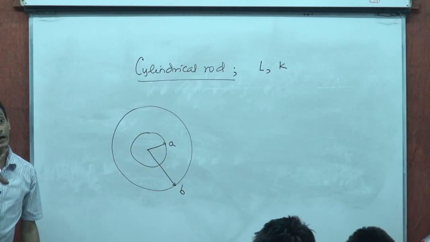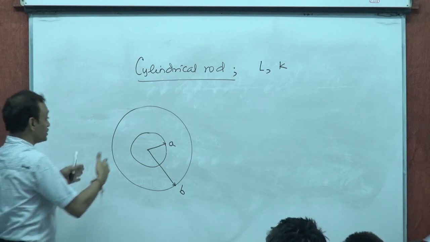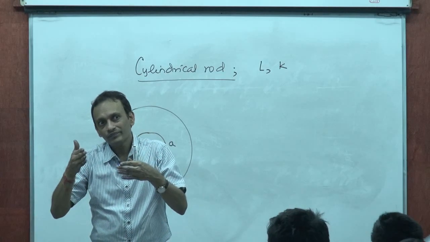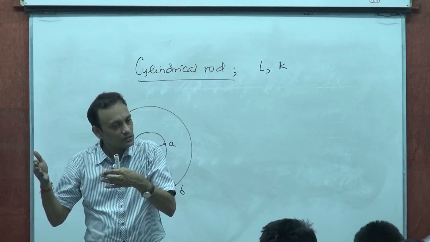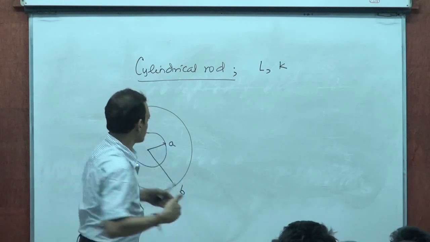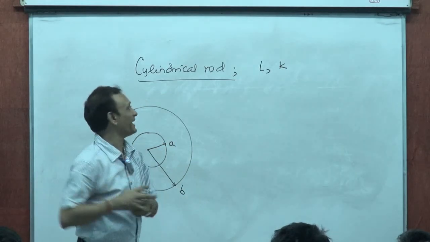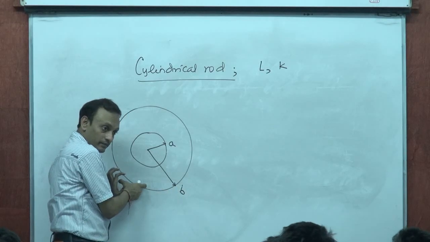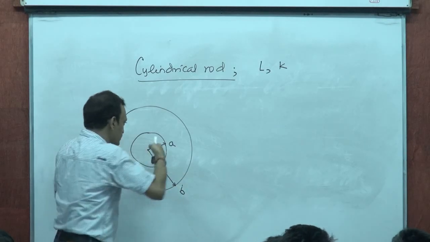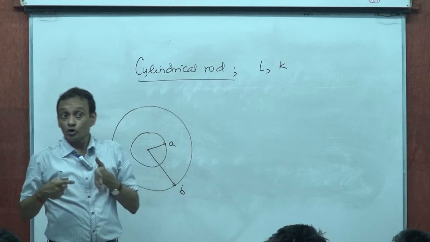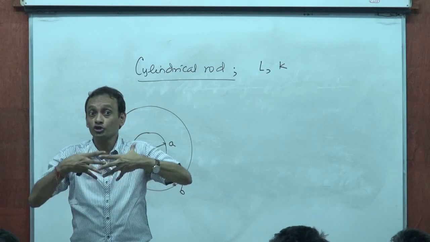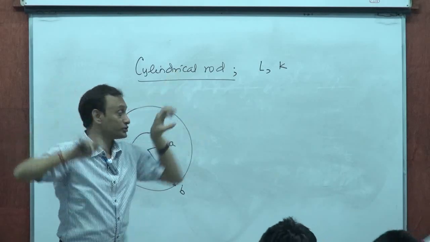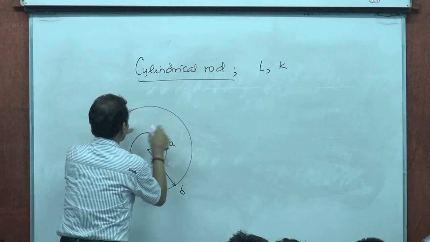Now, I'll not talk of a situation where heat is flowing longitudinally. If heat was flowing longitudinally, then very clearly the thermal resistance of this would have been L divided by area of cross section pi (b squared minus a squared) K, right? If it was flowing longitudinally. We are now not talking of a longitudinal flow of heat. We are talking of a radial flow of heat. Heat flow in the radial direction. Radial flow of heat.